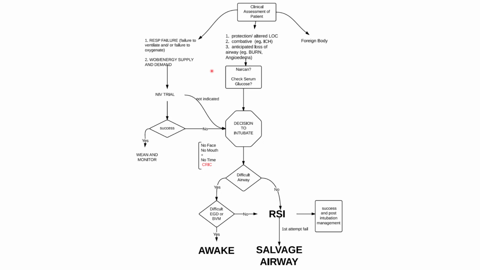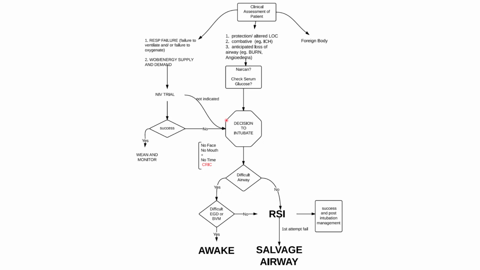The first thing to think about is there something reversible here? Is this patient opioid toxic? Is a trial of Narcan warranted? Check the patient's serum glucose. Are they hypoglycemic, which is leading to severe altered level of consciousness? If at the end of the day the answer to those questions are no, your decision to intubate has been made, as you must protect the patient's airway to prevent aspiration or further loss or compromise of the airway.